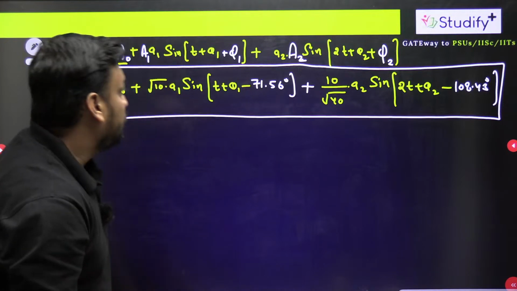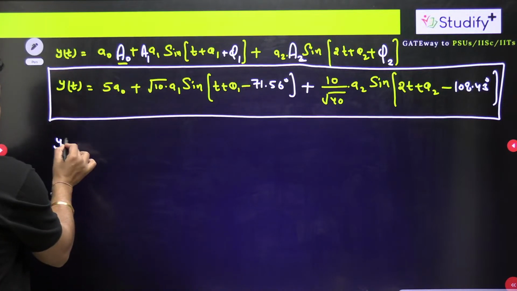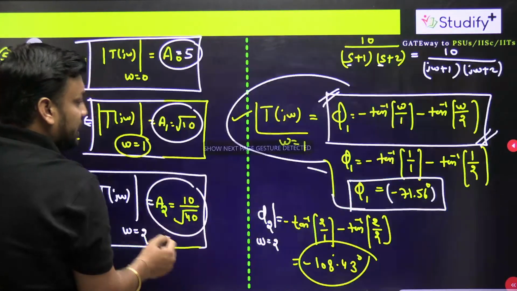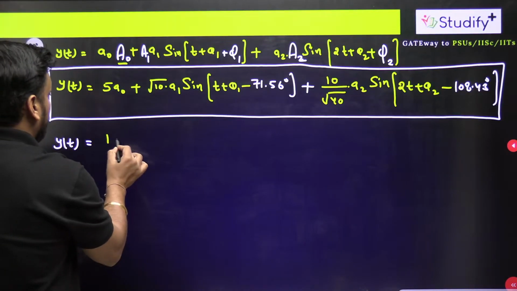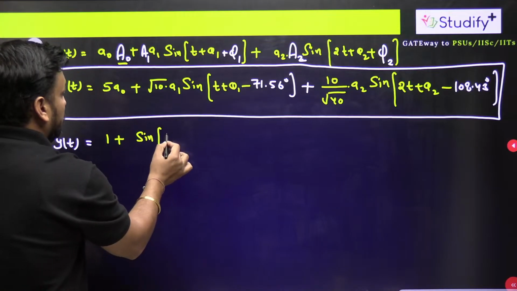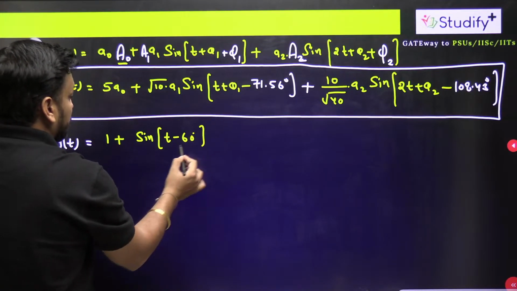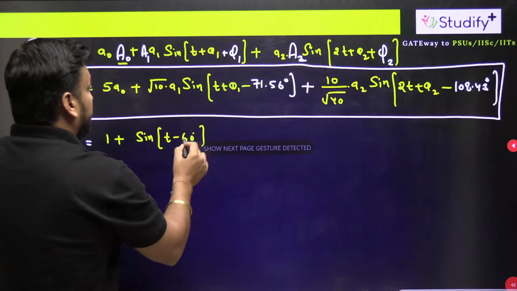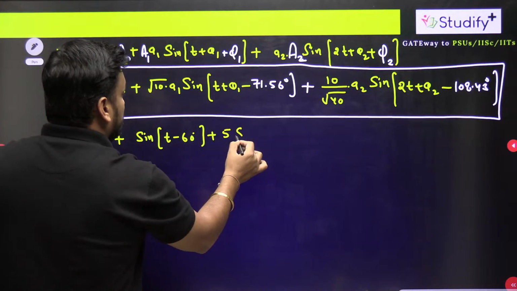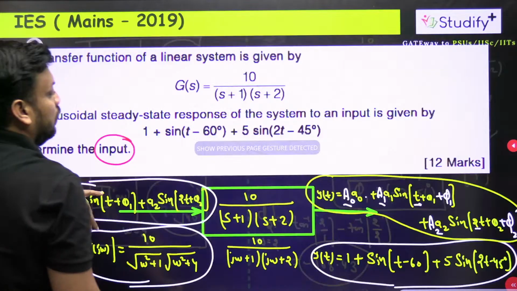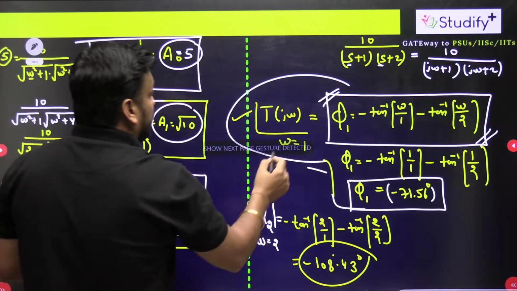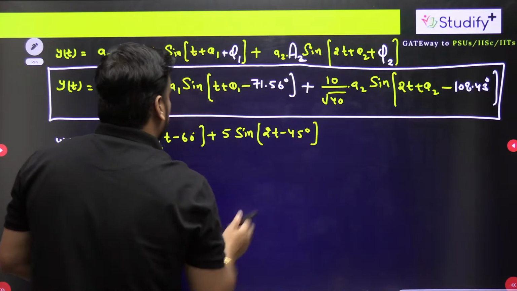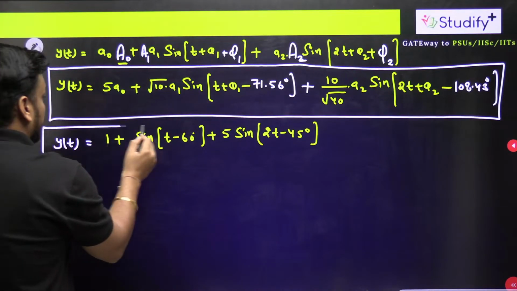Clear? तो बताइए फटाफट से, what is the equation given to us? Yt equal to, it is given to us 1 plus sin of t minus 60 degree, and plus 5 sin of 2t minus 45 degree. Is this the yt equation guys?